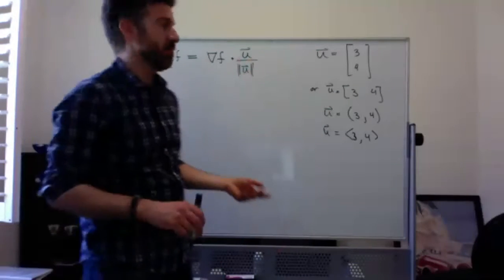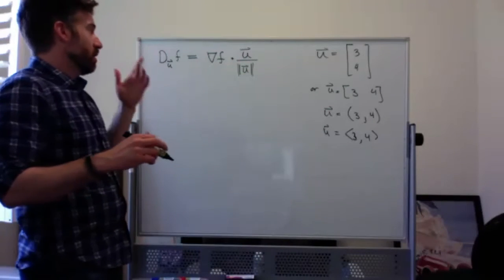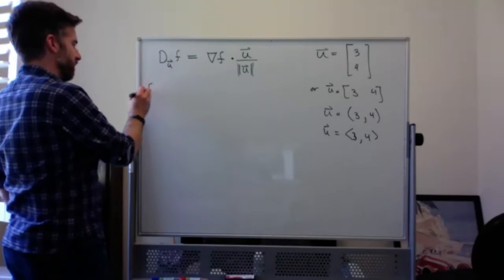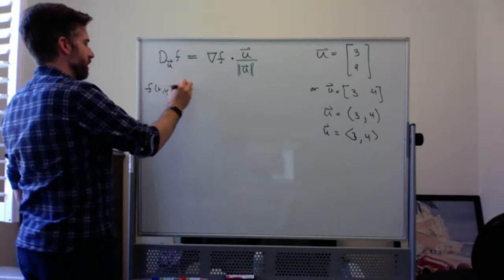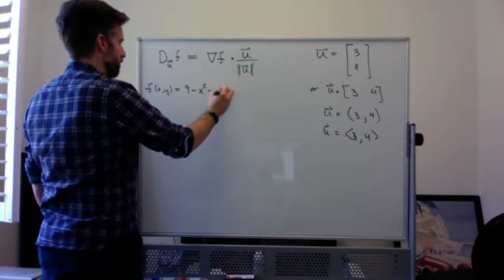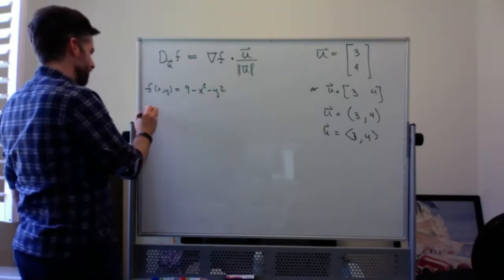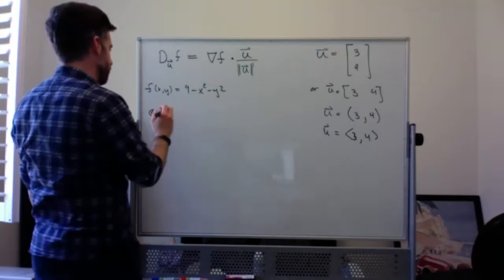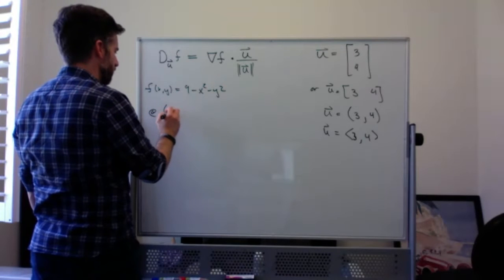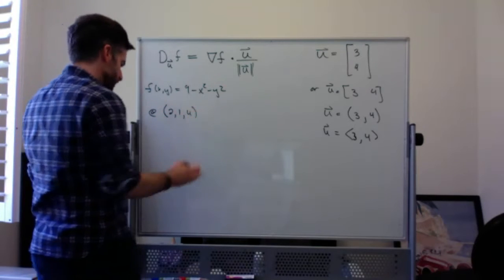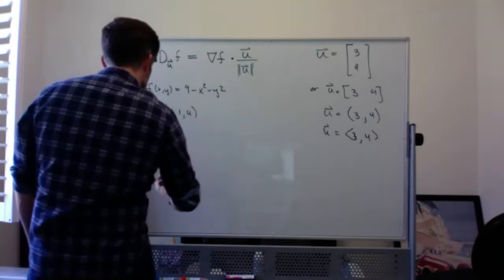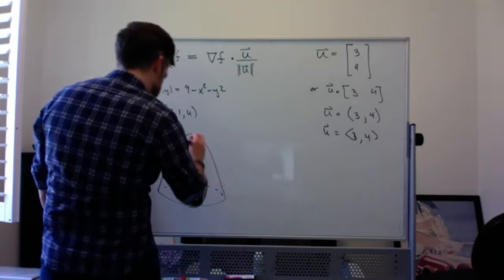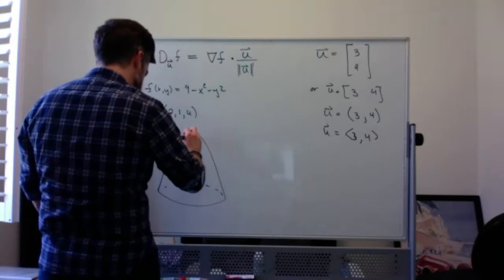Sorry. So anyway, the example we were looking at last time was my favorite function, f of x y equal to 9 minus x squared minus y squared. And we were at the point, I don't remember if it was 1, 2, 4 or 2, 1, 4. I'm going to say 2, 1, 4. So basically, here we are, and here's my coordinate system.